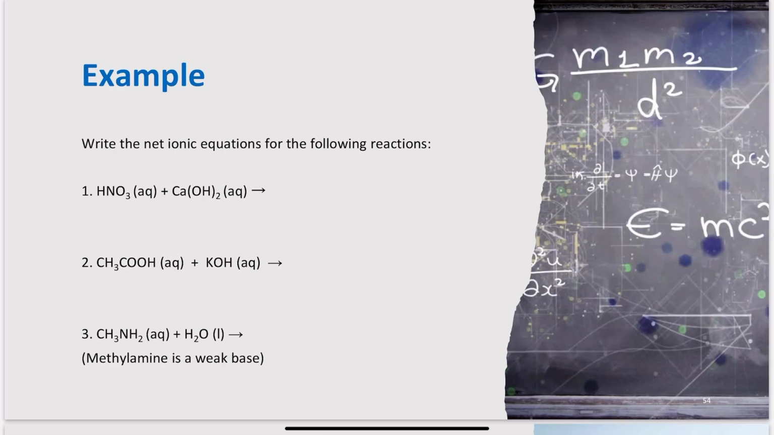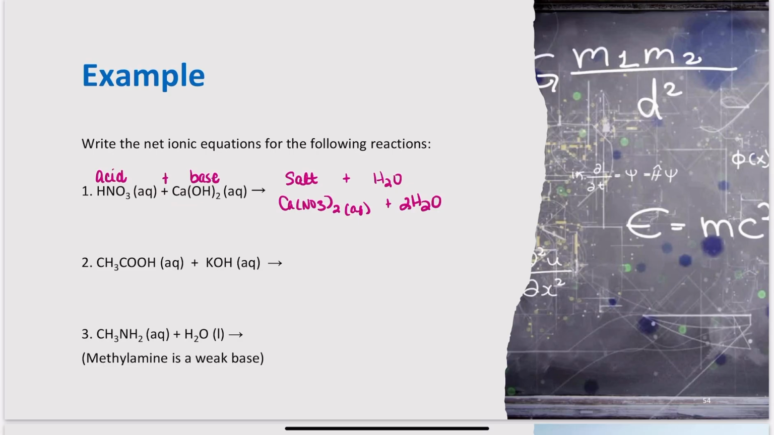First up, I have a strong acid and a strong base, okay? When you have a strong acid and a strong base, all that's going to happen here is it's going to form water. An acid and a base form salt plus water. So it's going to form calcium nitrate, which is soluble, and a mole of water.